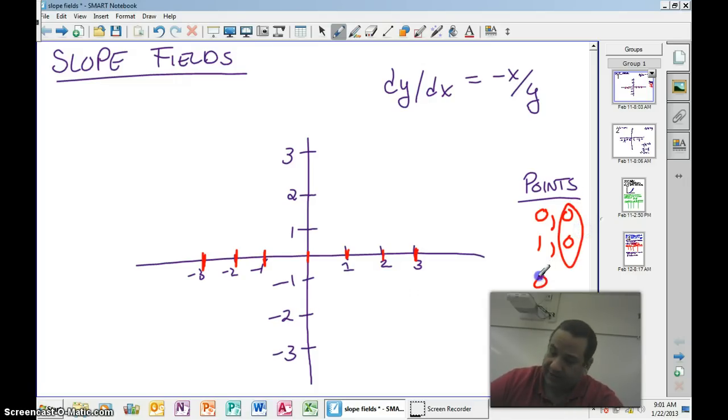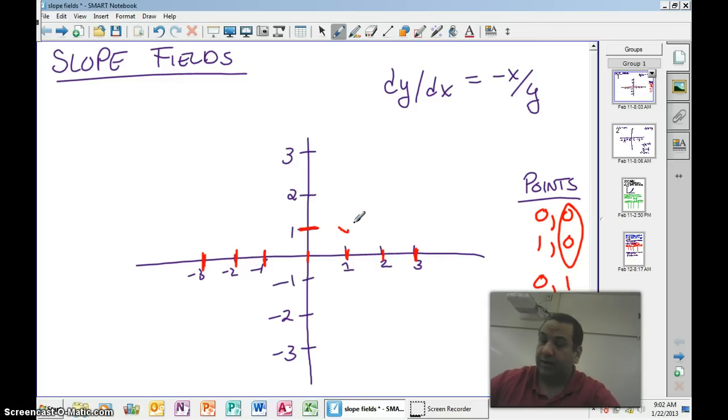What about 0, 1? Well, 0, 1, which is right here, has a slope of 0, because you put in 0 for x. A slope of 0 looks like that. And that's all we're going to do for all these points. A lot of times it's on a big graph, so you have to look at some of the integer points. Let's look at 1, 1, something a little different. At 1, 1, the answer is negative 1, so negative 1 is the slope. How do I show a negative 1 slope? I show it like that.